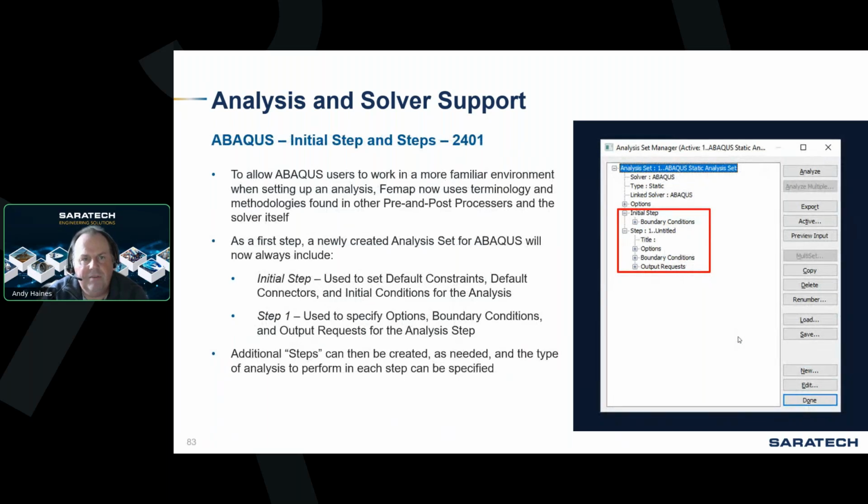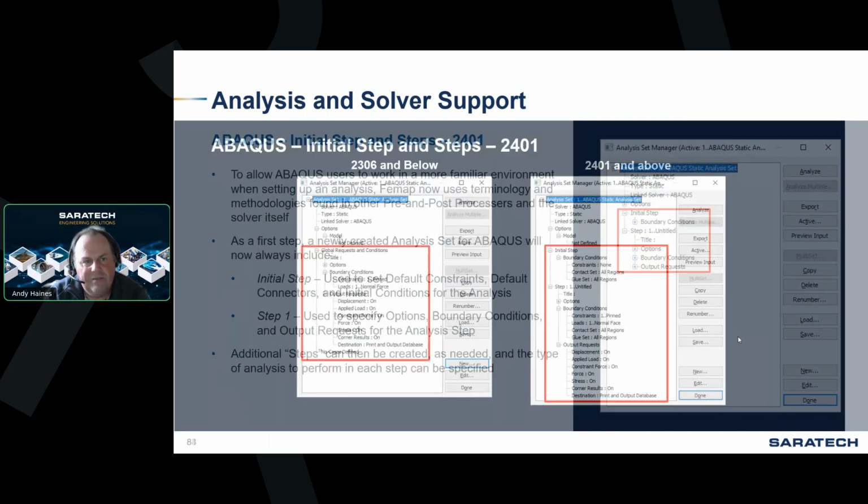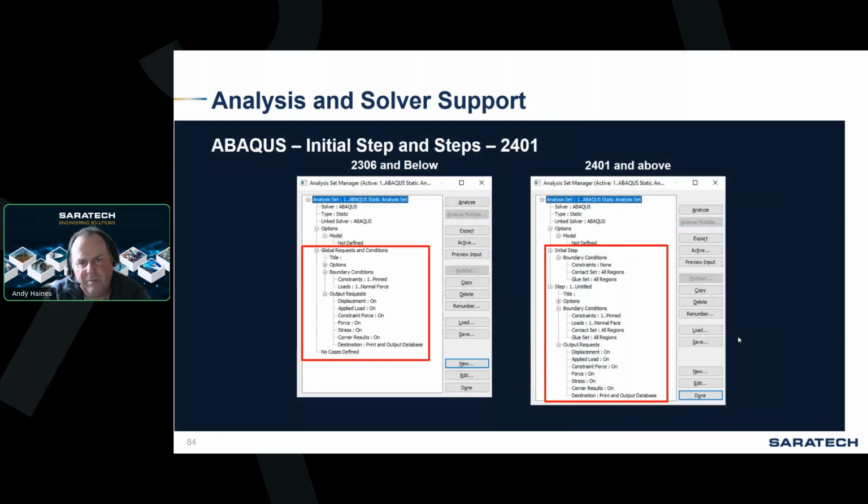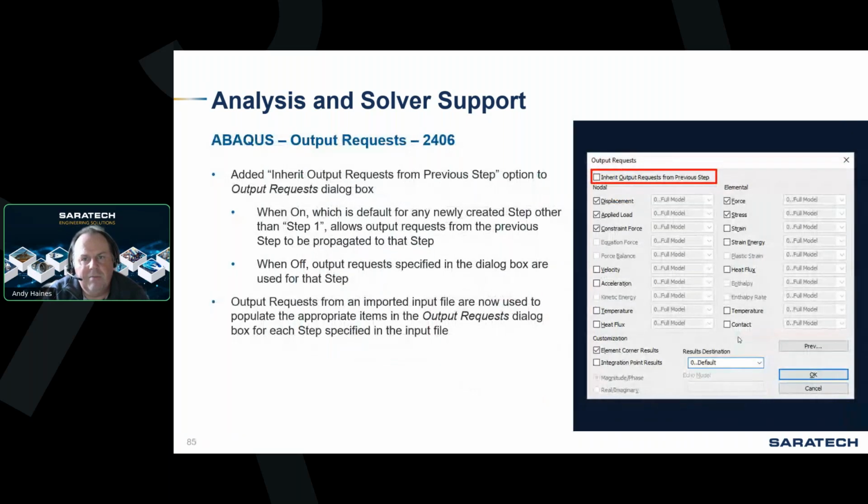If anybody's running Abaqus, we tried to make it look more like other pre and post processors that do Abaqus things, so initial step and steps are now in there. You can see how it looked before as opposed to how it looks now. Just know that initial step and step 1 are always going to be created for you if you're making Abaqus. We also added the option to inherit output requests from the previous step, which made the input file a lot easier.